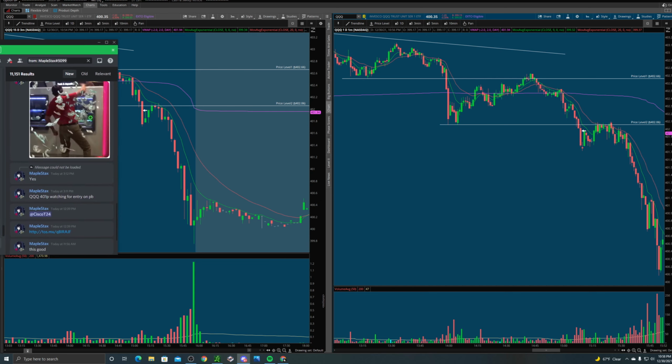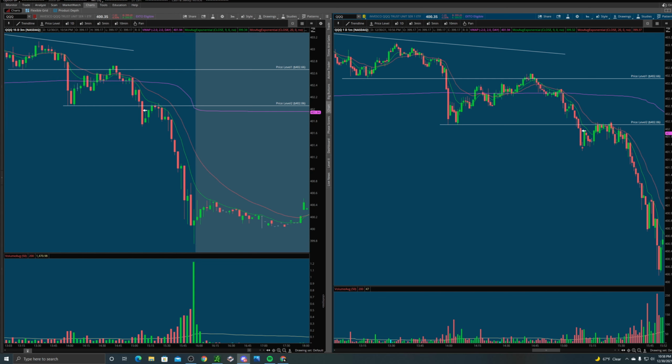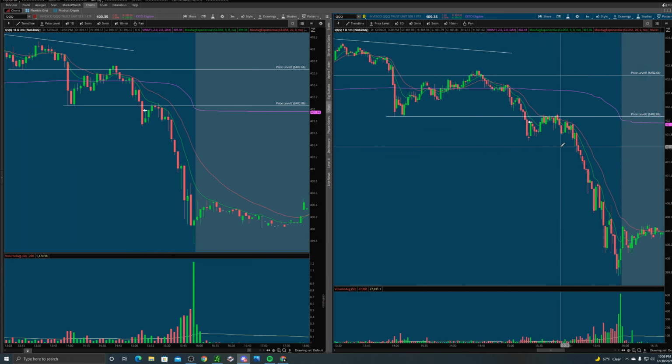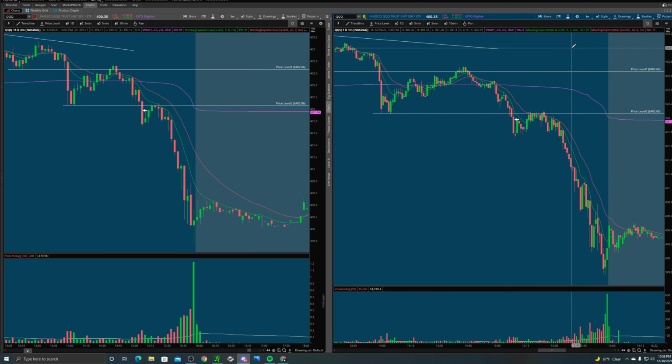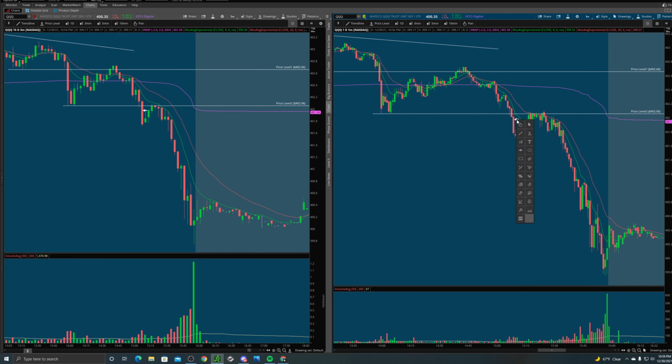So I say right here, 401p waiting for entry on a pullback. We scroll up here, taking 401 puts for a scalp, and that is at 3:13. Now, when I use my 9 and 20 EMAs, I'm looking at the 1, but not only the 1, I look at the 1 and 3 and the 5 minute for multiple levels of confluence. Just a rule of thumb, the 20 EMA on the 1 minute is practically the 9 EMA on the 3. So right there, I say that I take a 401 put for a scalp, that's at 3:13.